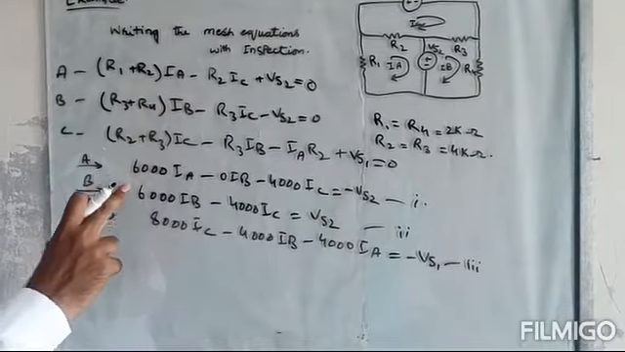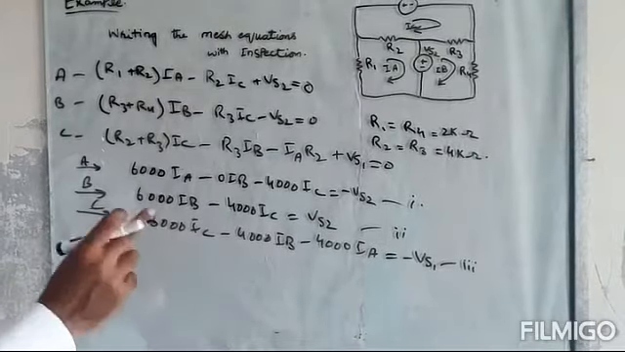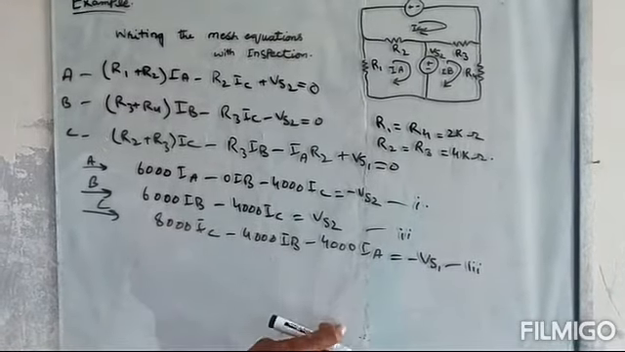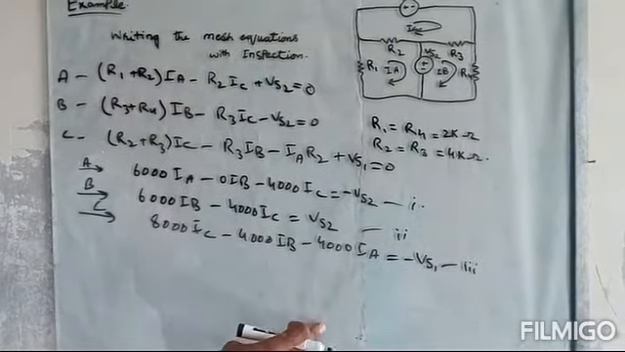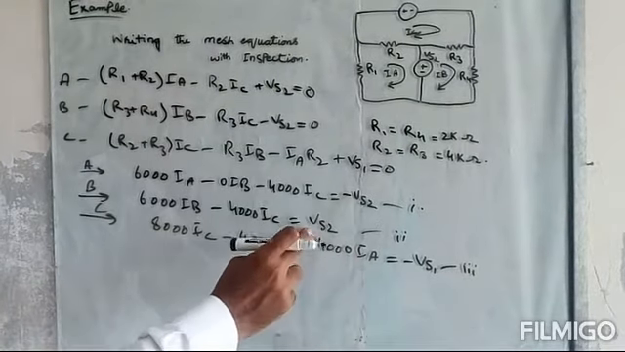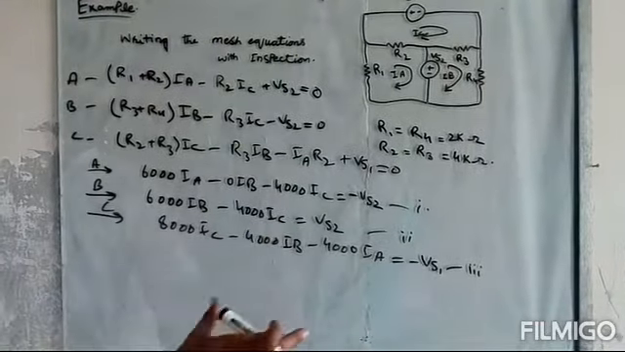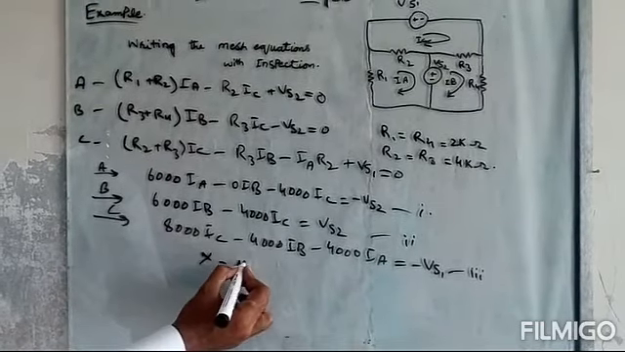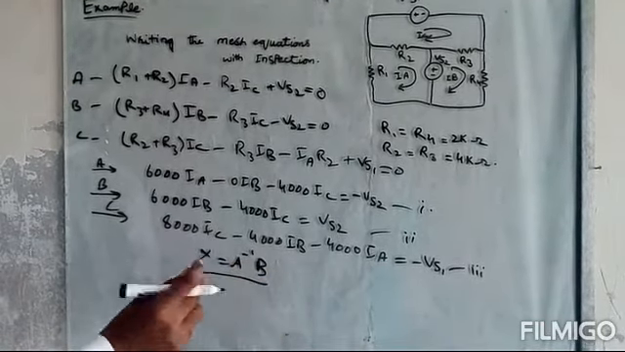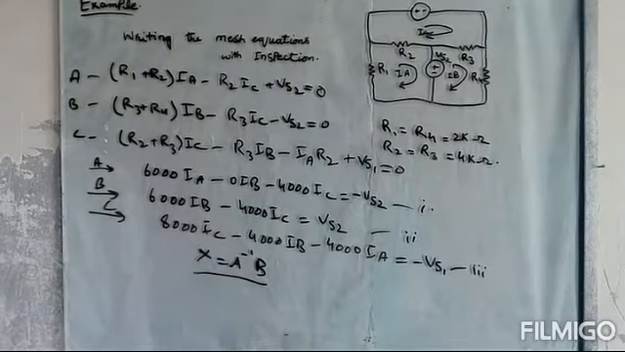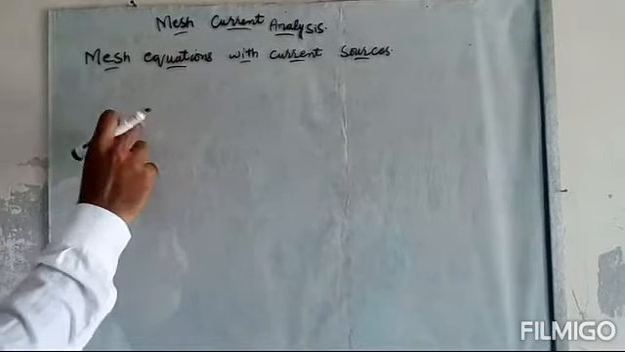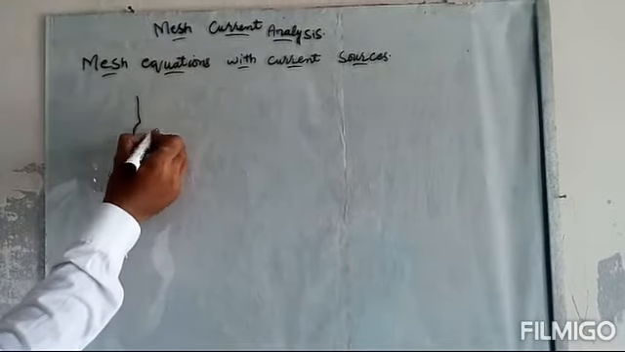We can write these coefficients in the matrix form. That will become a 3 cross 3 matrix, and the other matrix X will be IA, IB and IC, which is equal to minus Vs2, Vs2, minus Vs1. So we can solve that with X equal to A inverse B, and we can find the values of IA, IB and IC.